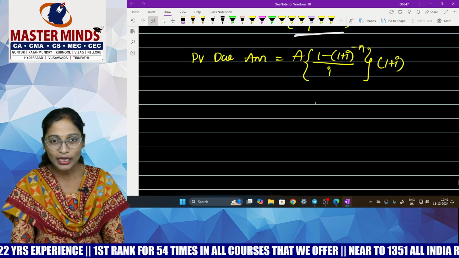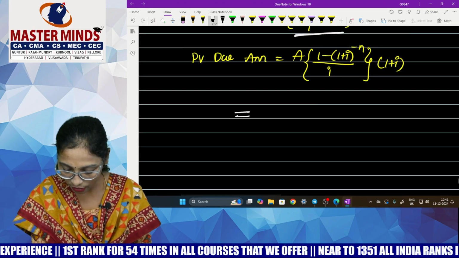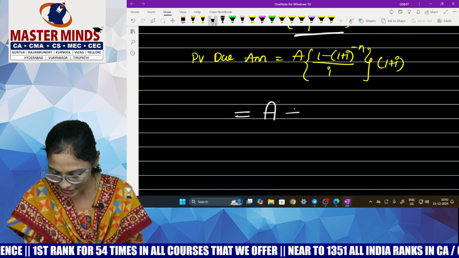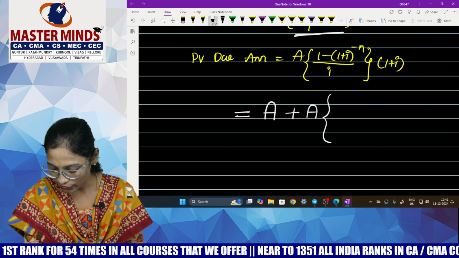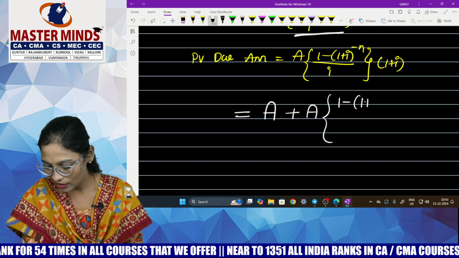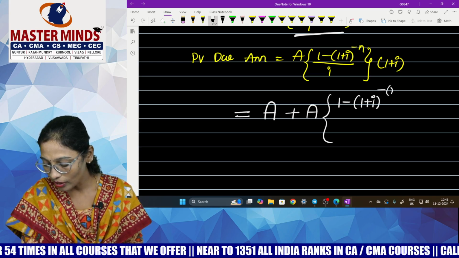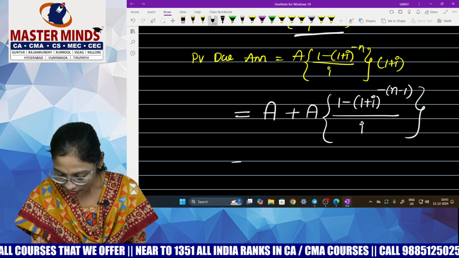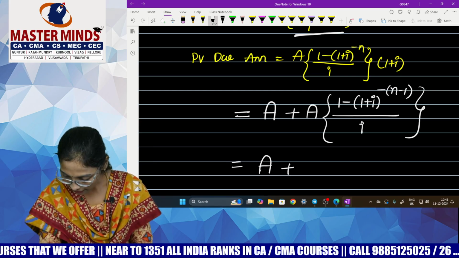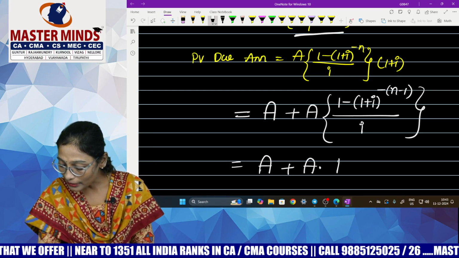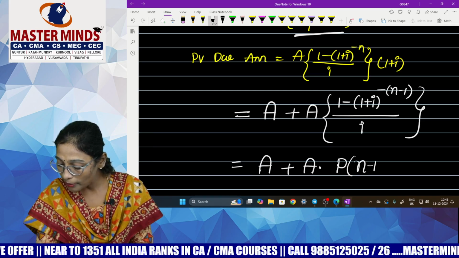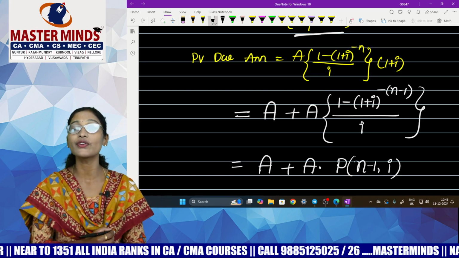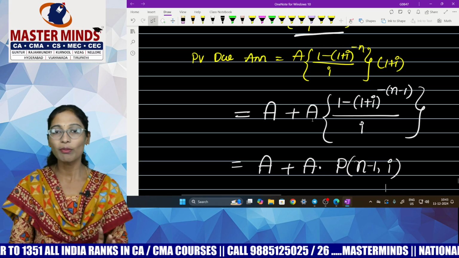So sometimes, for present value of due annuity, this formula is also given: A plus A into 1 minus (1 plus I) whole power minus of (n minus 1) by I. That means initial payment plus A into present value factor for n minus 1 years at I rate of interest. So sometimes this formula is also there.